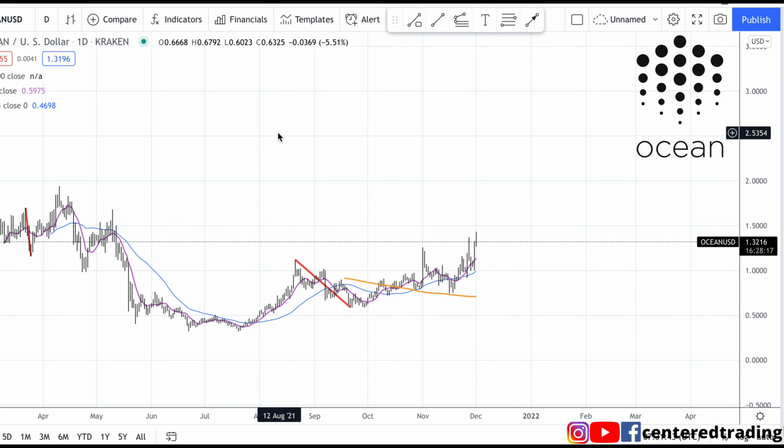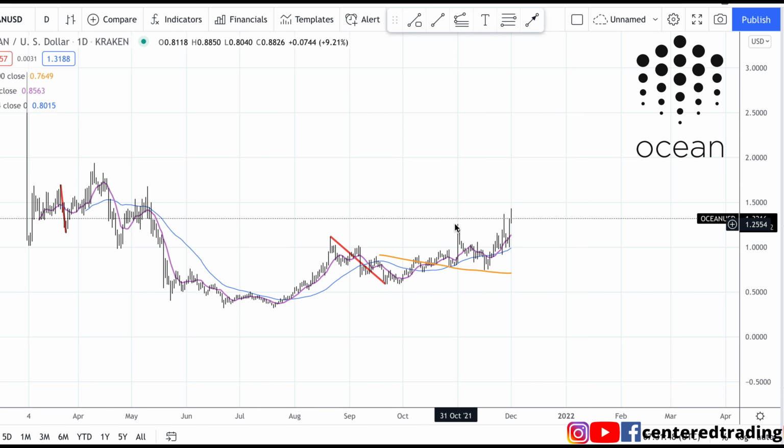Ocean protocol on the daily chart. We had a nice move to the upside. Now I want to observe this move. When it got up above that 200 moving average on the daily chart, it starts pulling back.